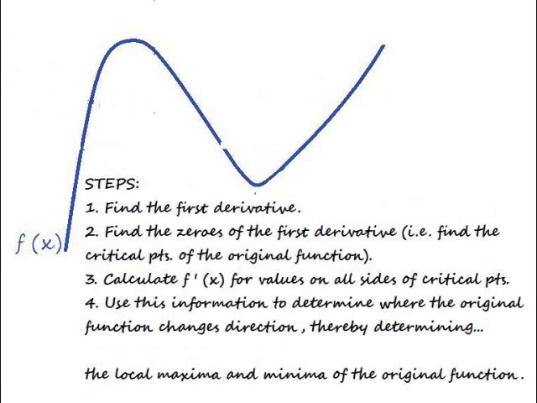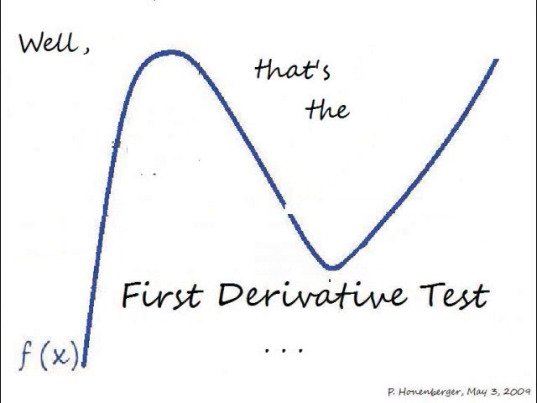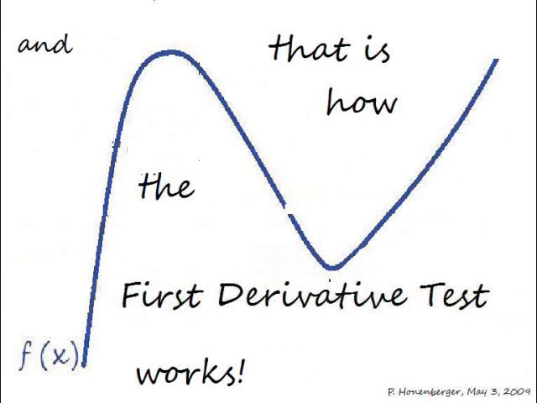So how does this work? Well, here are the steps we use in the first derivative test. First, we find the first derivative. Then we find the zeros of the first derivative. Then we calculate the value of the first derivative for values on all sides of the critical points. And we use this information to determine where the original function changes direction. Well, that's the first derivative test, and that's how the first derivative test works.